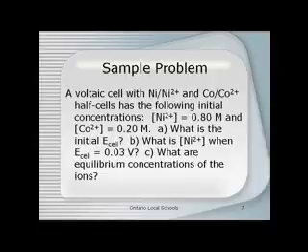Let's look at a problem. We have a voltaic cell with nickel 2 plus and cobalt 2 plus half cells. It has the following initial concentrations. The nickel 2 plus is 0.80 moles per liter, and the cobalt 2 plus is 0.20 moles per liter. We want to know A, what is the initial E of the cell, B, what is the concentration of the nickel 2 plus when E of the cell is equal to 0.03 volts, and C, what are the equilibrium concentrations of the ions. In the rest of this podcast, we're going to address part A.